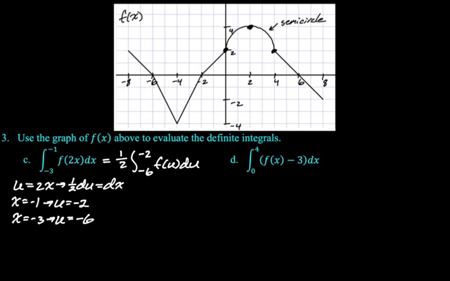And now we can just use our graph again. We already found these areas. So this was negative 8. So it's really just 1/2 of negative 8, and 1/2 of negative 8 is negative 4. Good problem. I like that one.